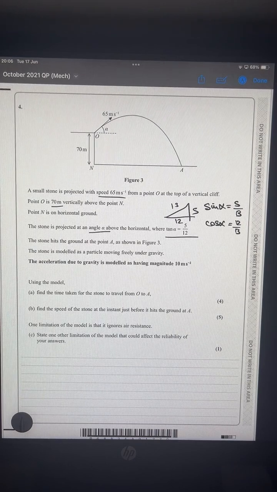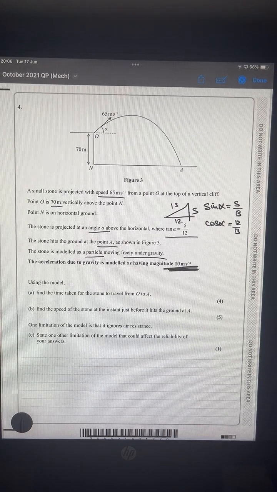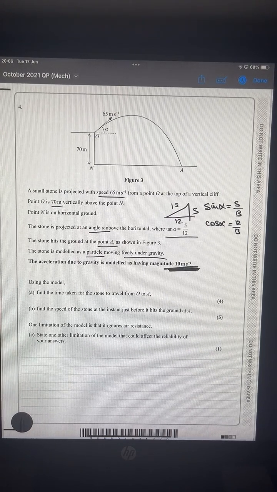The stone hits the ground at point A as shown in figure 3. The stone is modeled as a particle moving freely under gravity. Acceleration due to gravity is modeled as having a magnitude of 10 meters per second squared. That means do not use g equals 9.8. Use g equals 10. Pythagorean triples, exactly. They love Pythagorean triple triangles.